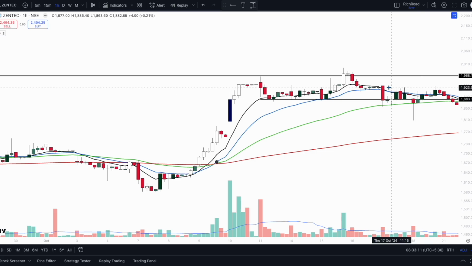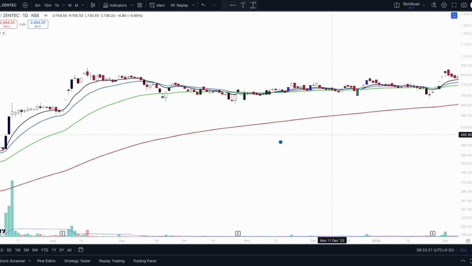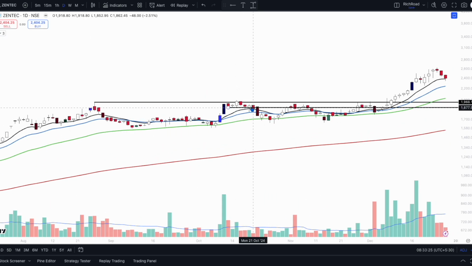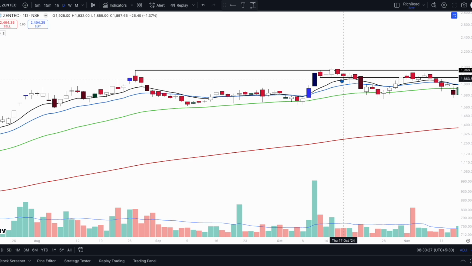Okay. But just have a look how things are happening over here. This is not what you want. And that is why it did not work over there. It did not give you a move from here. And this was also, if you see, this is the Friday, right?